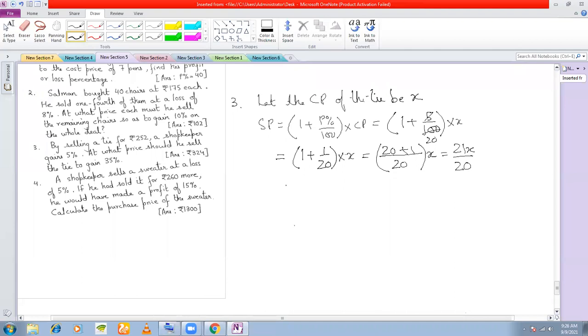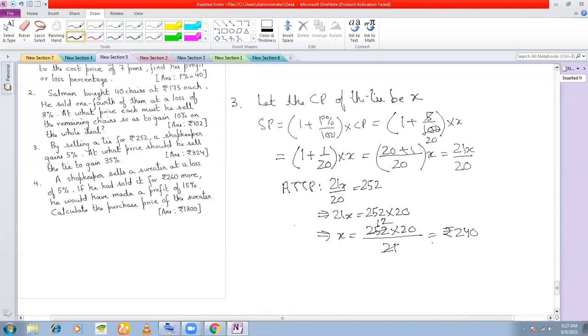So selling price is equal to this. According to the problem, the selling price is 252. So this 21x by 20 must be equal to 252. You can solve for x here: 21x is equal to 252 into 20, so x is equal to 252 into 20 whole divided by 21. You can cancel with 21 and you get rupees 240. The cost price is 240.